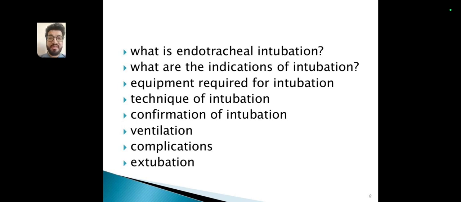what are the equipments that will be required at the time of intubation, what is the technique that we use at the time of intubation. We will be discussing how we confirm the tube is in proper place. We will be discussing how ventilation is done through that particular tube, and also we will be discussing the complications of endotracheal intubation and what the process of extubation means.